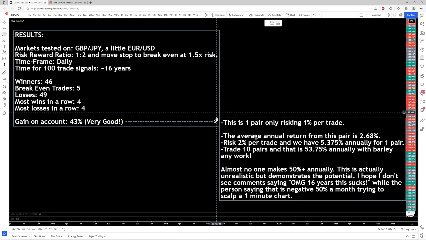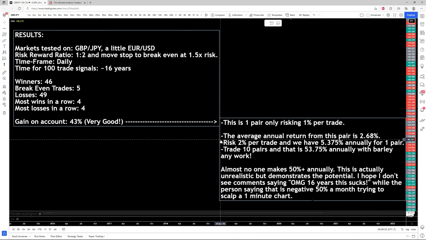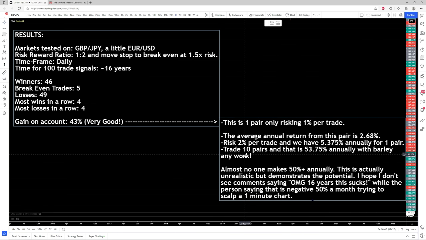Now, if we break it down a little further into an annual return, the average annual return from this one pair would be just 2.68%, which doesn't seem like very much if you're risking 1%. If you risk 2% per trade, then we have 5.375% annually for one pair. So if you trade 10 pairs, then we can multiply it by 10. So 53.75% annually with barely any work being put in.